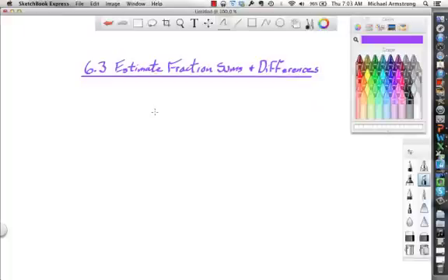Okay, chapter 6.3, Estimating Fraction Sums and Differences. This is actually a pretty easy lesson, and it's kind of fun too. You just have to get the benchmark idea.